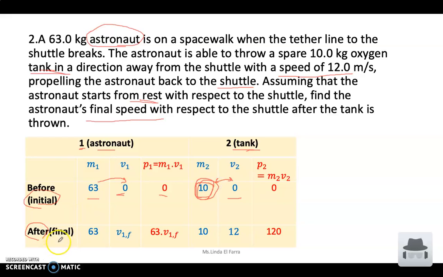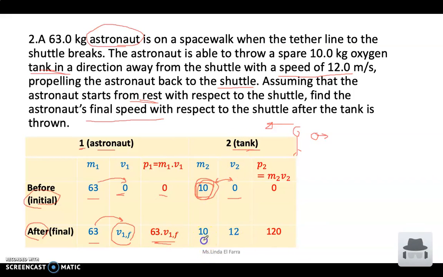Now, what will happen after? The astronaut will go back. After the astronaut throws his tank, he will go back. He will throw it forward, but he will go back because it's heavy. Now, I need to find his final velocity. I don't know it. His mass will not change. So, momentum again, mass times velocity. I change the color because all the red colors, I'm going to use them in solving the problems. Now, let's go to the tank.